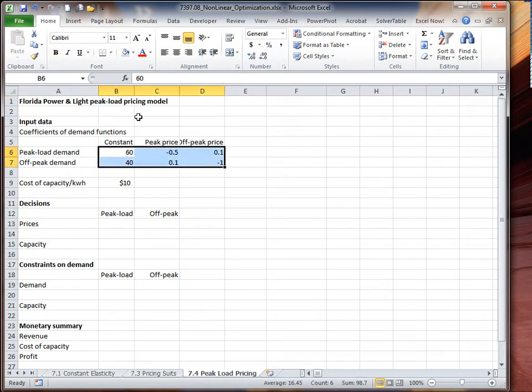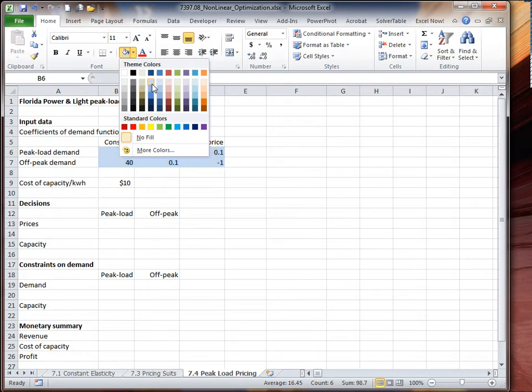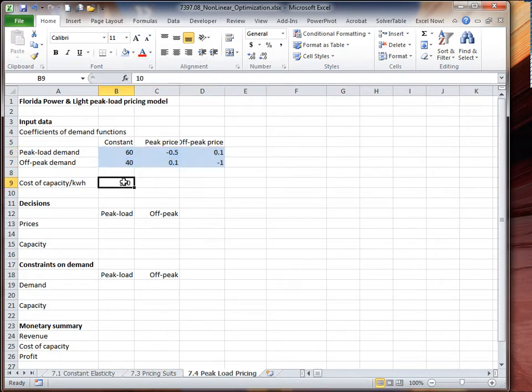Here are the data that we have for demand pricing. Here is the cost of capacity. And what we want to do is choose prices so that we can have the capacity we need given the demand that is available.